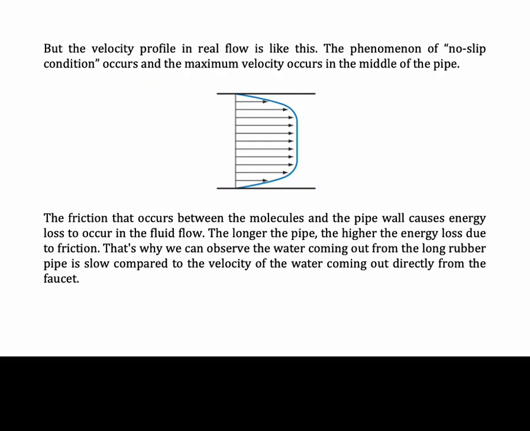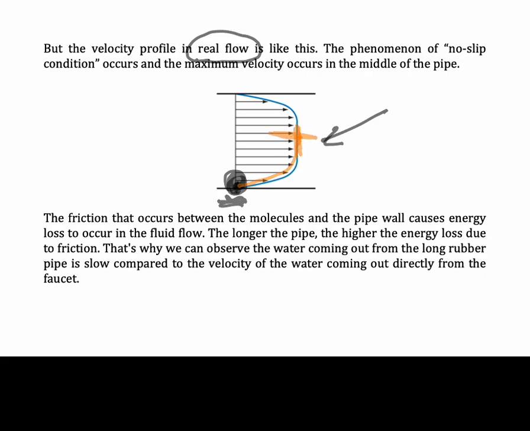But the velocity profile in real flow is drawn like this. The no-slip condition occurs and the maximum velocity occurs in the middle of the pipe. Why does the velocity profile start from here? Because we have molecules that stick very hard, so there is a no-slip condition. Slip condition means the molecule could move. Because the friction is very high, the molecule stays on the surface and the velocity is equal to 0. Then the velocity keeps increasing and reaches the maximum at the middle of the pipe.